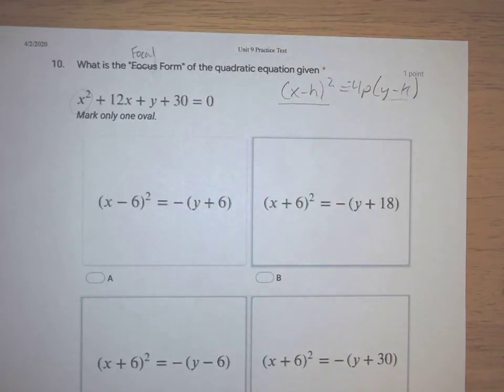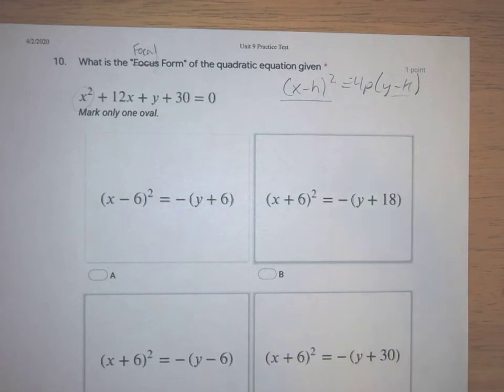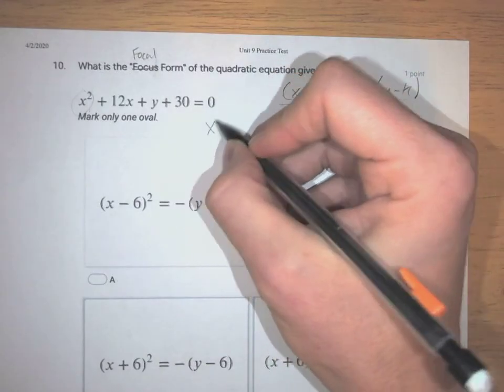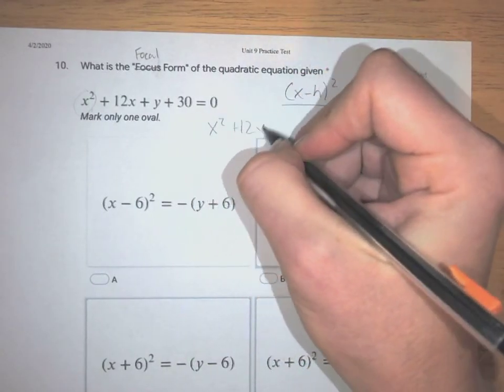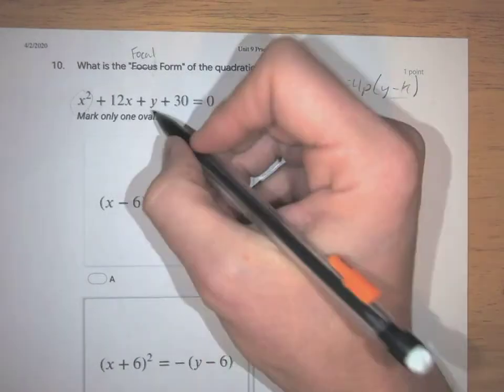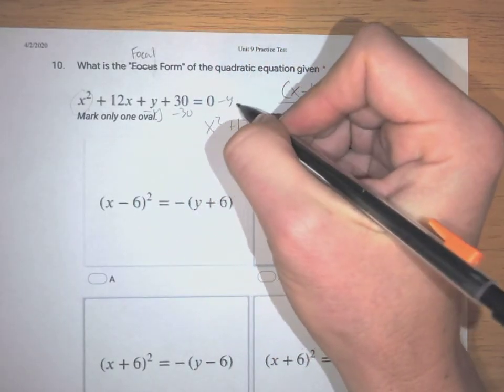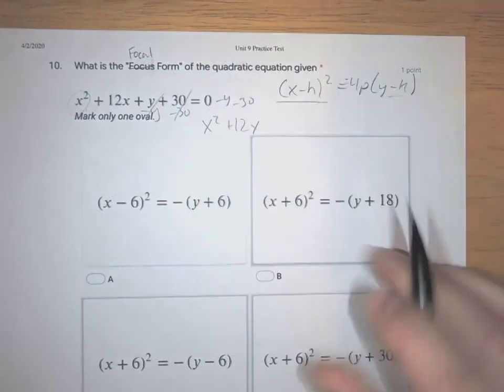So this is a little bit different than the circles. On the circles, we complete the square for x and for y, both on the left-hand side of the equation. For parabolas, we only have one squared variable, and we keep that variable on the left and move everything else to the right. So in this case, we've got x squared plus 12x, and what we want to do is subtract the y and the 30 from both sides, minus y minus 30 here, so gone.